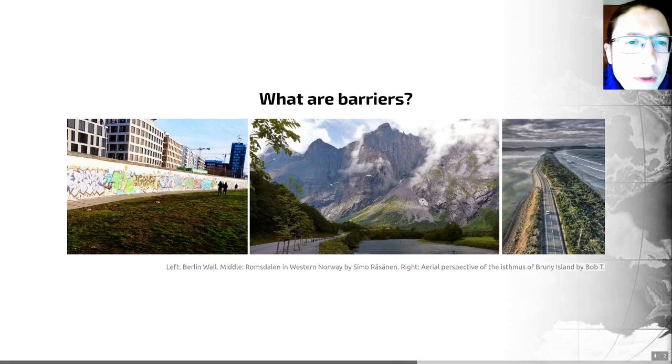So what are barriers? Well, biogeographic provinces are partitioned by barriers of a variety of different types. Barriers are just something that limits the distribution of organisms. A really good example of a barrier relatively close to home is the Berlin Wall. That stopped people from going between the east and west of Berlin because it was a big physical barrier in the way.